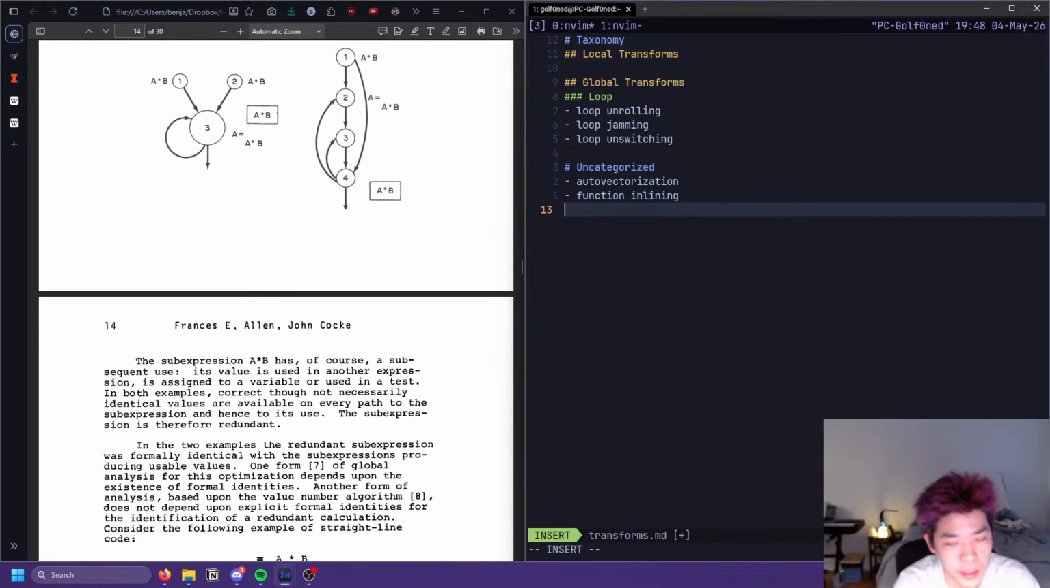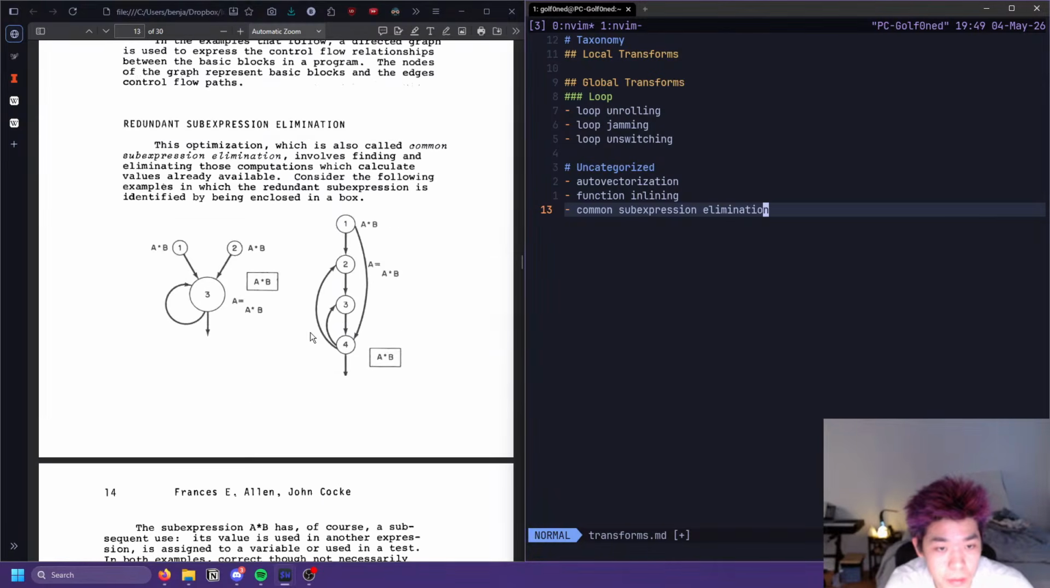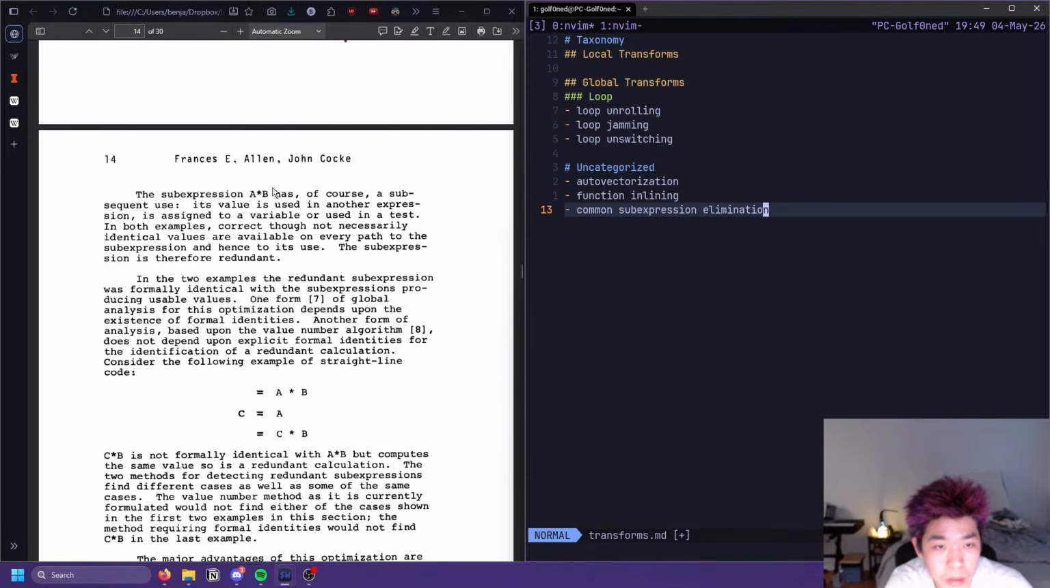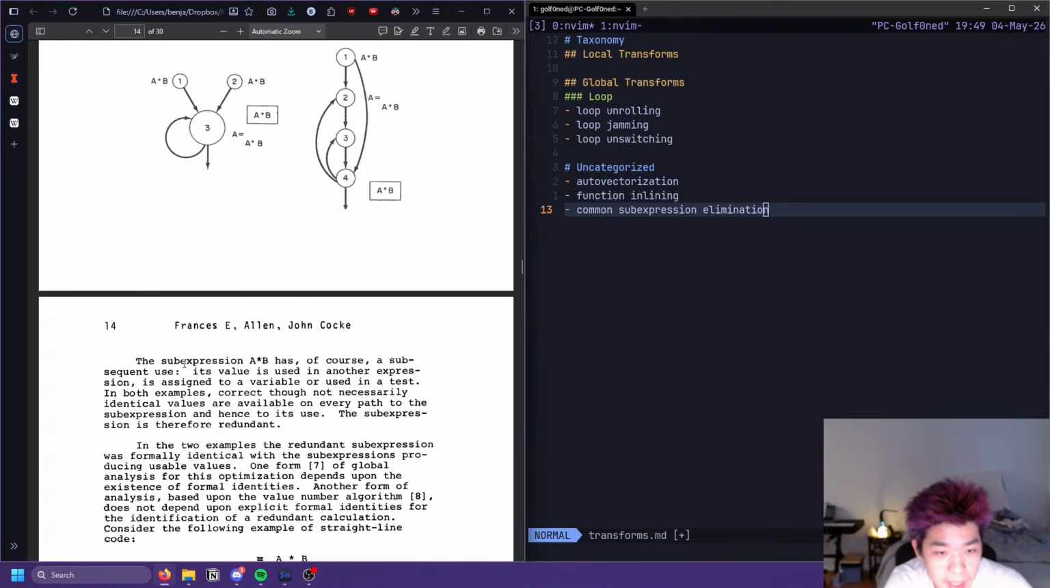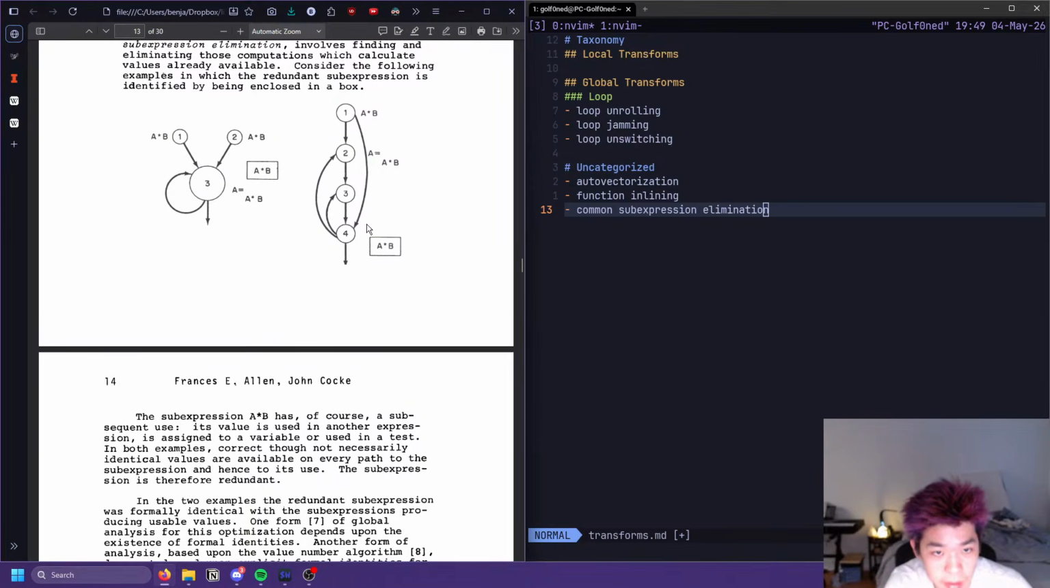Okay, let's put this here. We'll just do that. Okay. So it has another use because we use it again. We assign to A, and we need to use A, obviously. Okay, so in both examples, correct though not necessarily identical values are available on every path. Okay.